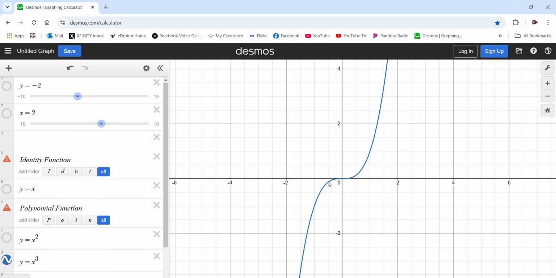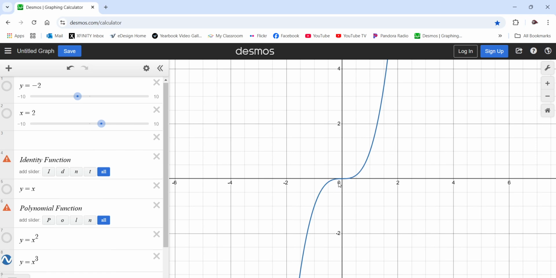Because if I put a negative in for an x and I square it, what am I always going to get? I'm always going to get a positive, okay? But if I put a negative into an x cubed, I could get a negative. If I put a positive into an x cubed, I get a positive. And that's why it looks like that.